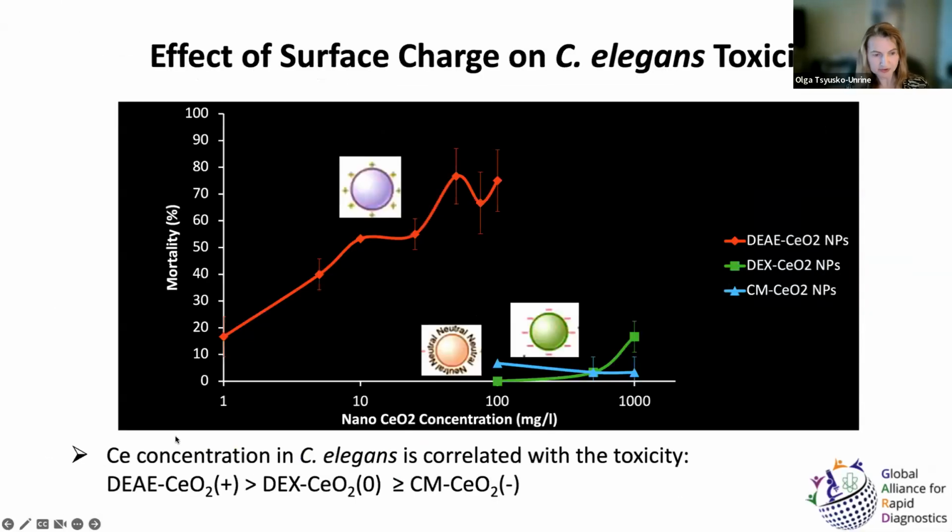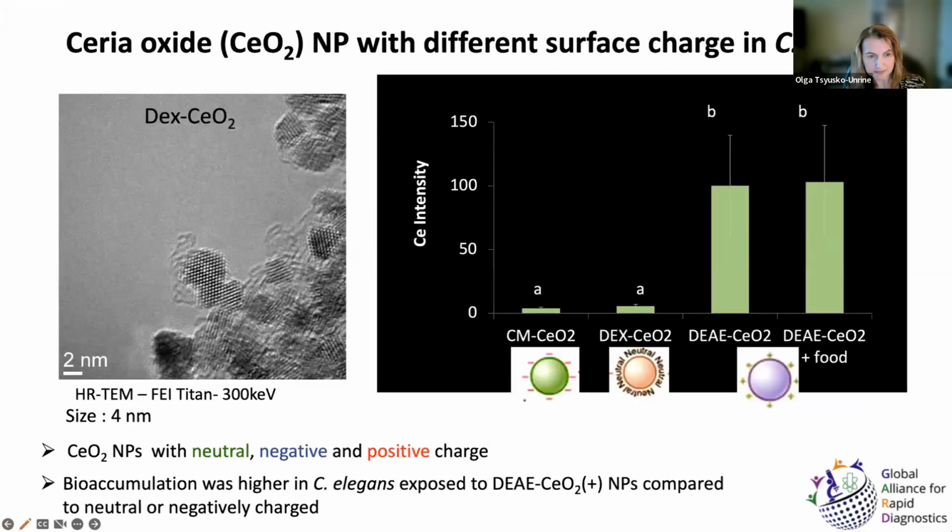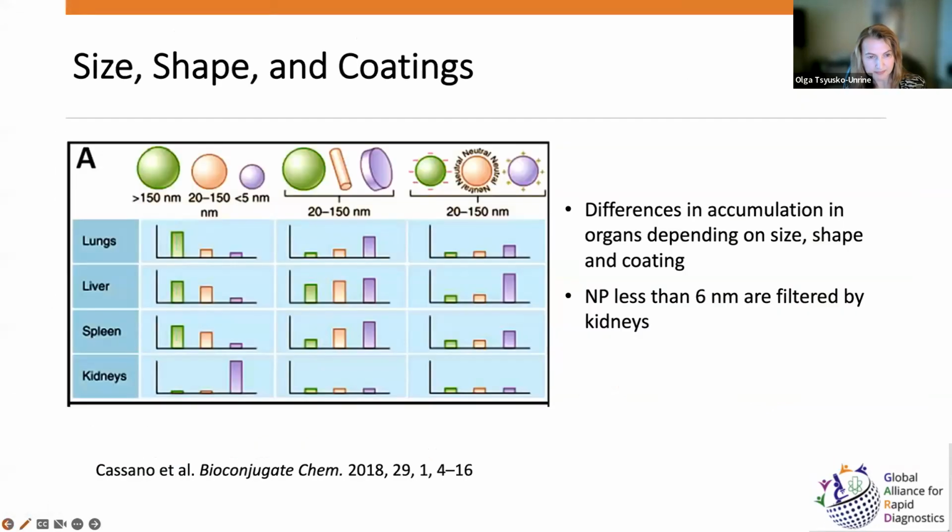The same with shapes. And for example, with coatings: negatively charged, neutral, and positively charged. Again, we see higher accumulation in response to positively charged coatings in all organs.